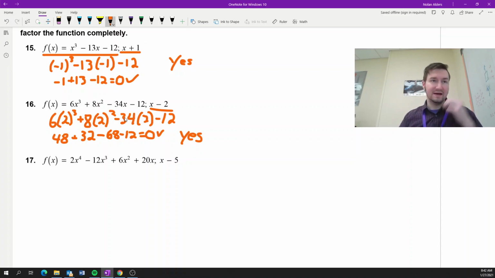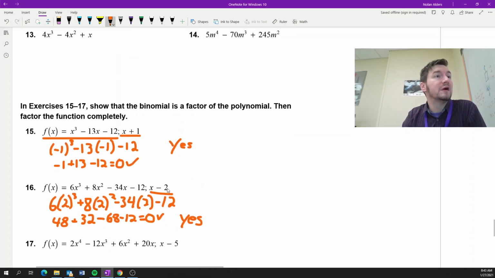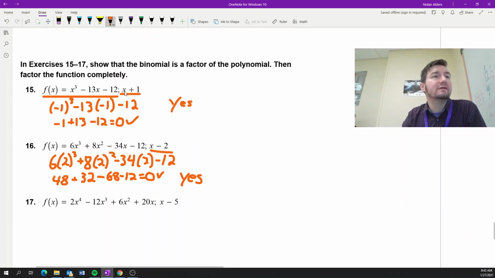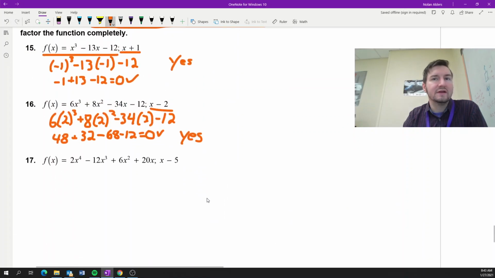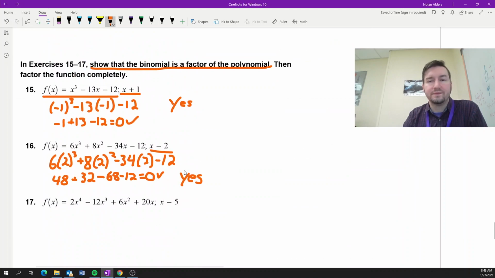Now I'll let you do this last one, and let's see if I can find the answer to that one. Actually, it looks like this last one is a factor as well. So apparently all 3 of these are going to work. So we're just showing that the binomial is a factor of the polynomial, so we can use that theorem to show that. And then they want us to factor it, but we got enough practice with the factoring in the video. So I think that's all that you need to know.